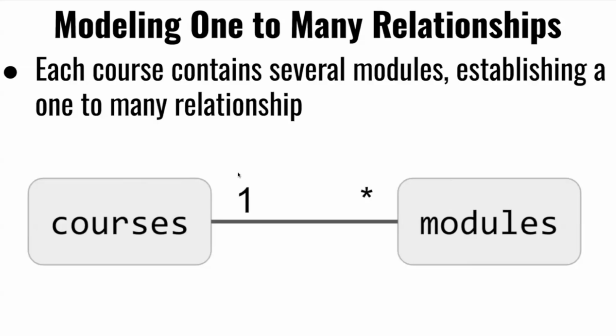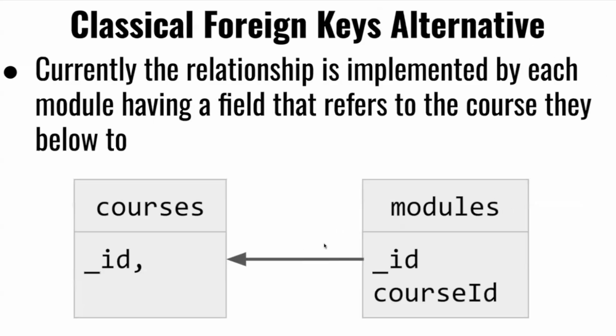And then you can add optional cardinality labels here that tell you how many of each participate in that relationship. So this says that one course is related to 0 or more modules. Okay, and that's the case that we have. If in our dashboard you choose a course, then you are displayed with many modules that are related to that course.